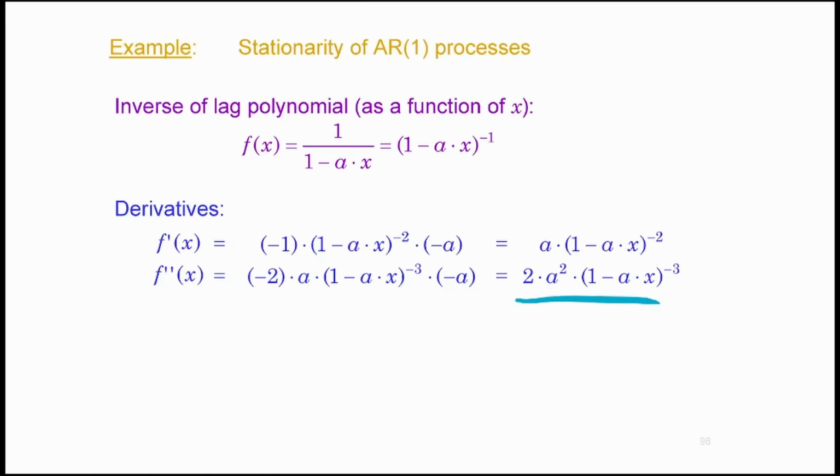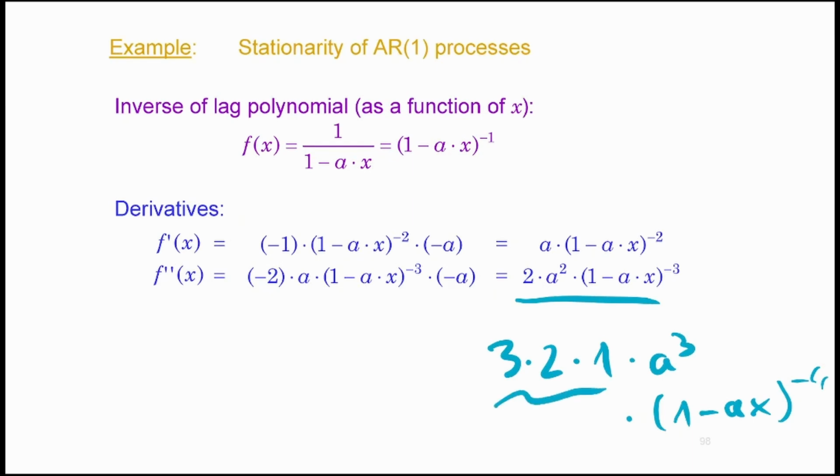Okay, so if you take the third derivative, this is going to be 3 times 2 times 1, basically, times a to the power of 3 times (1 minus ax) to the power of -4. So this is going to be the further structure when it comes to the third derivative, and that's what you see here. This is basically the factorial of 3. You know the term factorial, right? So factorial of 3 is 3 times 2 times 1. Factorial of 4 is going to be 4 times 3 times 2, and so on.